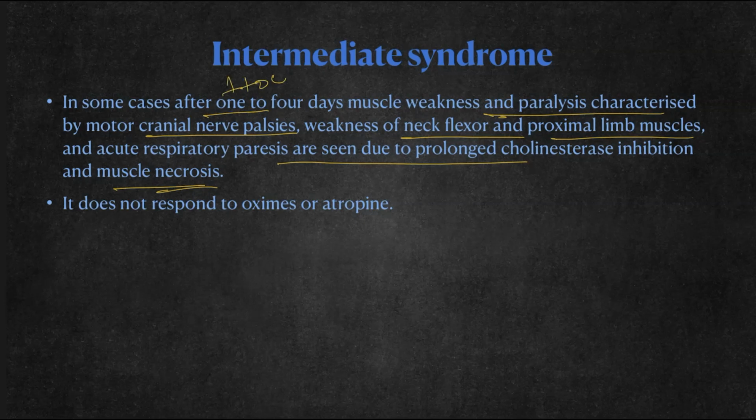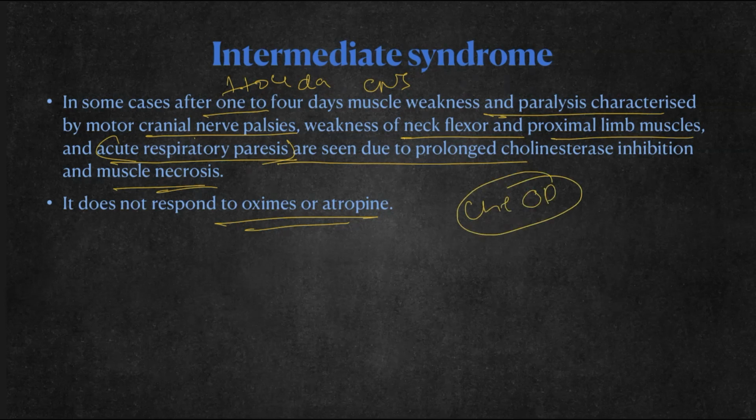So after 1 to 4 days, sometimes intermediate syndrome is seen, with CNS manifestations commonly seen, like motor neural paralysis, weakness of leg muscles, then acute respiratory paralysis with muscle necrosis. It does not respond to oximes and atropine, since cholinesterase is irreversibly bound to organophosphorus compounds. So the usual line of treatment doesn't work in intermediate syndrome.